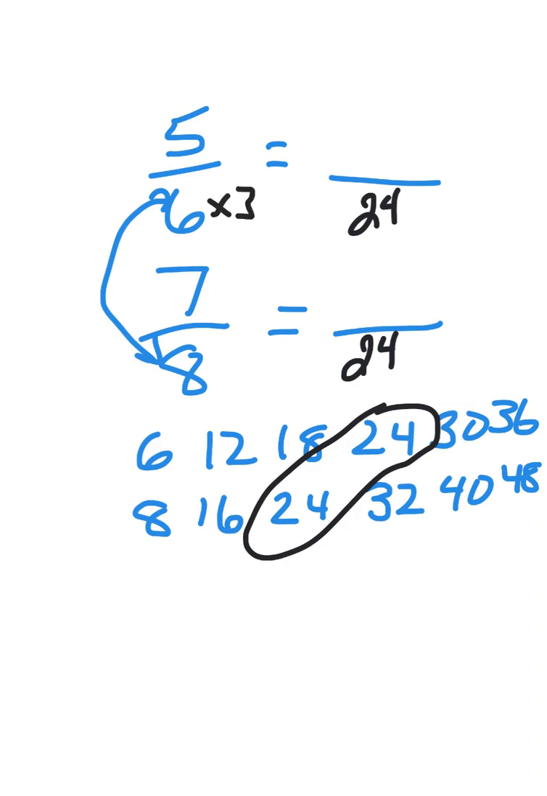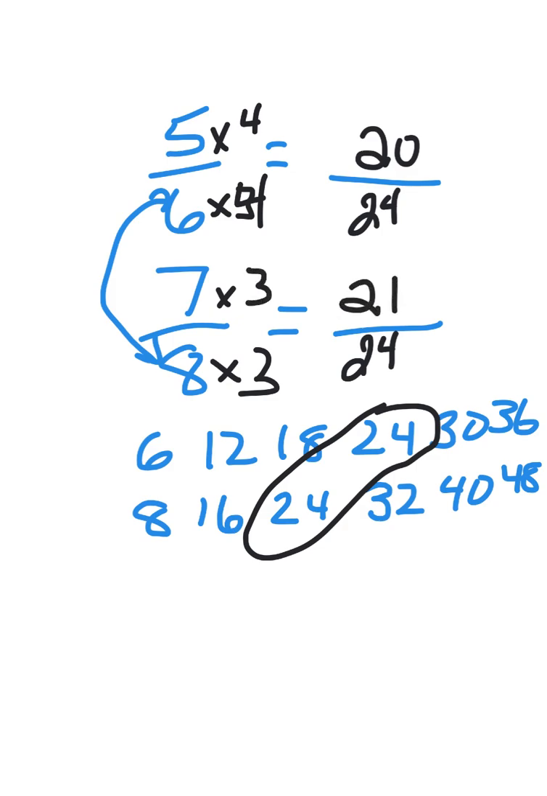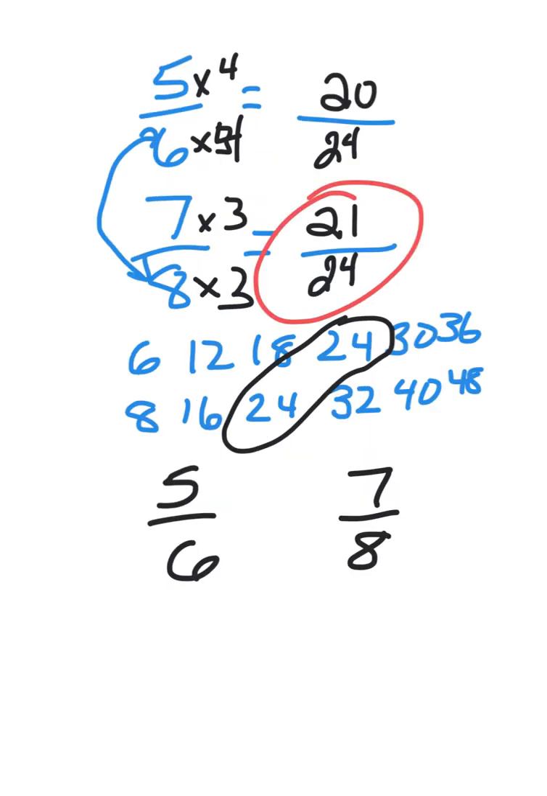6 times 4 is 24. Multiply the top by the same thing. 5 times 4 is 20. So 5/6 is 20/24ths. 8 times 3 is 24. Do the same thing to the top. 7 times 3 is 21. And we see that 21/24ths is greater than 20/24ths. So 7/8 is greater than 5/6. So on this one, you would write 5/6 is going to be less than 7/8. We open up, the alligator eats the larger one, and it would look like that.